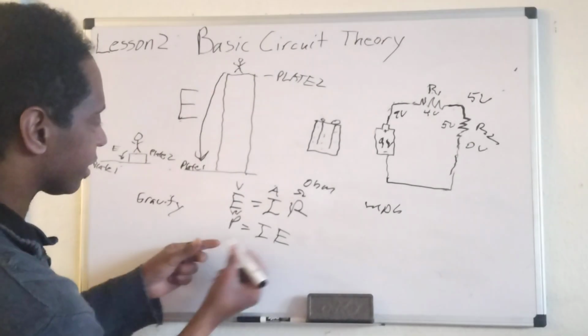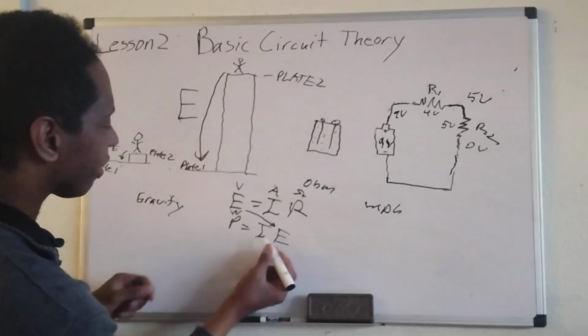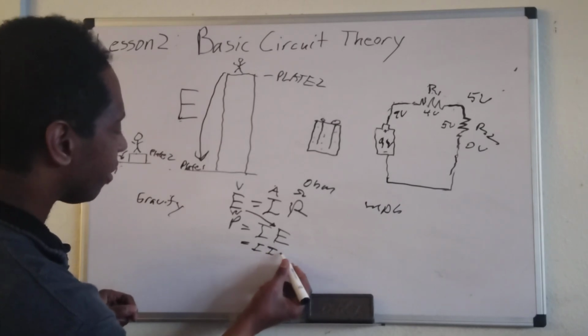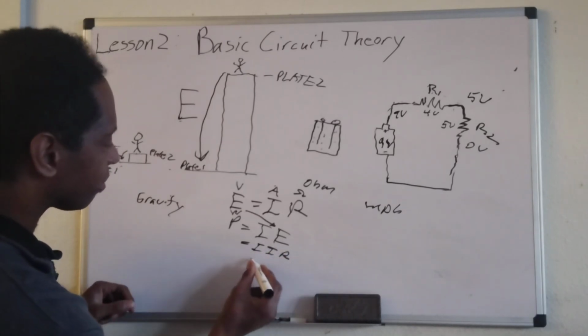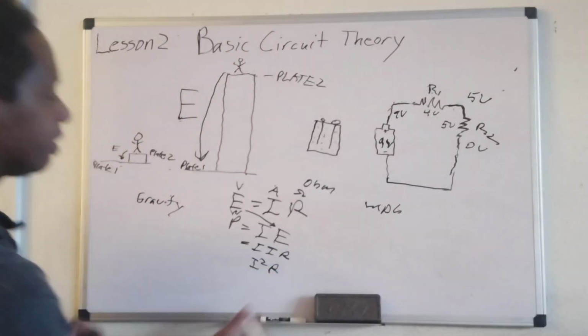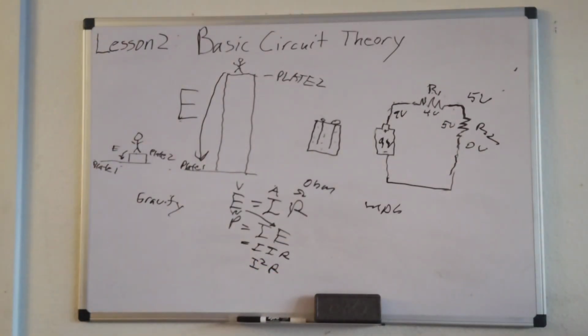You can calculate that. Since we know E is IR, we could say P equals I times IR, which we shorthand call I squared R. So that's how all that works. And that's basic circuit theory. There's a lot more, but this is everything that you really need to know.